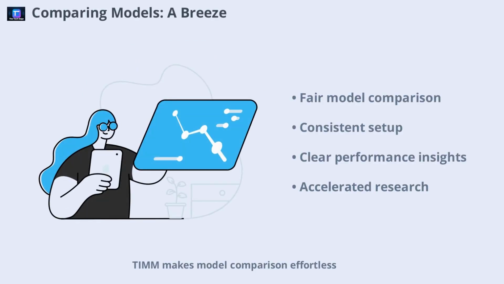TIMM makes model comparison effortless. In the diabetic retinopathy project, 3 architectures were tested: ResNet 50, EfficientNet B3, and Vision Transformer Base. Each model was set up with the same code pattern, allowing for fair and direct comparison. After training, ResNet 50 achieved the highest accuracy, EfficientNet B3 offered the best efficiency, and ViTs showed promise with more data. This streamlined approach not only accelerates research, but also provides clear insights into each model's strengths and weaknesses.